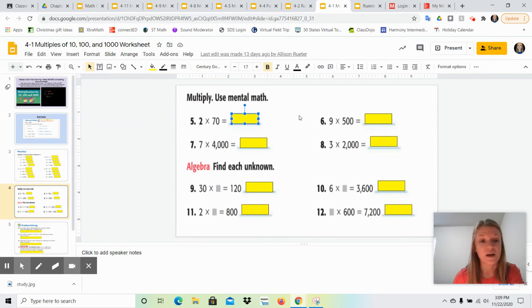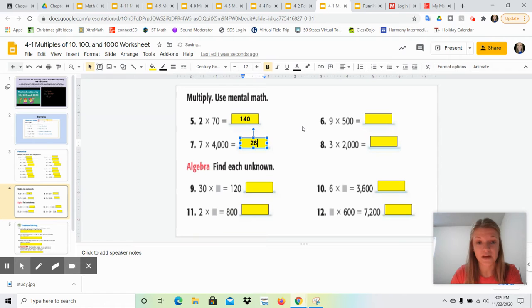2 times 70. I would take 2 times 7, which is 14, and then there's 1 zero in 70, so that's 140. The next one is 7 times 4,000. 7 times 4 is 28, and then there's 3 zeros for 4,000, so I need 3 zeros on my answer. Make sure you don't forget your commas. 9 times 500: 9 times 5 is 45, and 500 has 2 zeros, so put 2 zeros on there. 3 times 2,000, I would do 3 times 2, which is 6, and then 3 zeros.